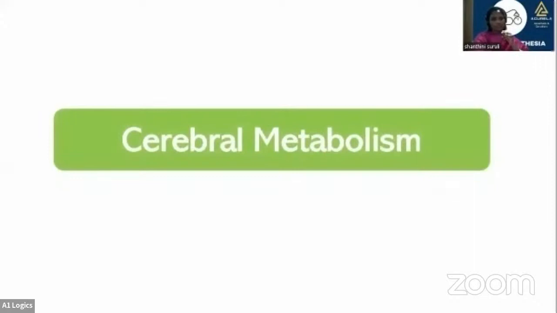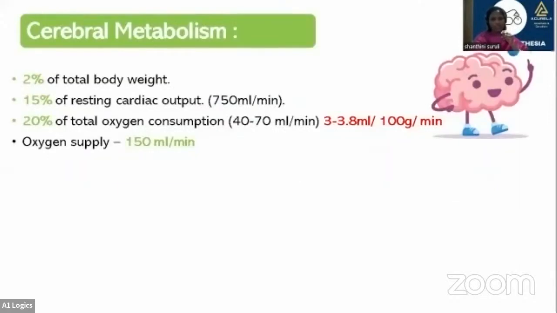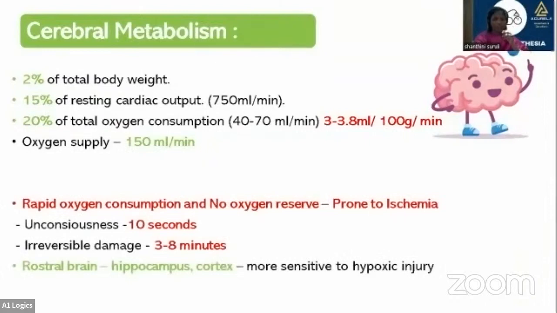First, to discuss cerebral metabolism. The brain occupies 2% of total body weight. It receives almost 15% of the resting cardiac output, that is 750 ml per minute. It consumes about 20% of the total oxygen consumption, that accounts to 40 to 70 ml per minute, and it receives an oxygen supply of 150 ml per minute, about double its requirement.